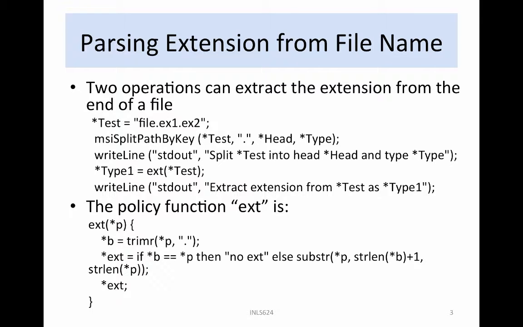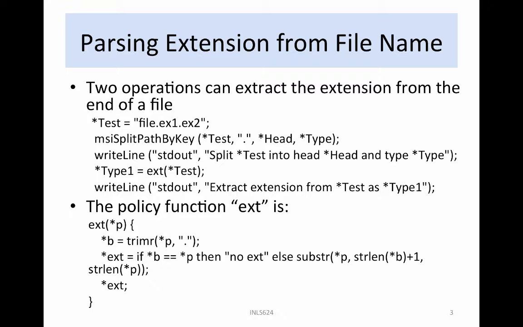There is a microservice that can extract the extension from the end of a file, msiSplitPathByKey(*file, *delimiter, *head, *extension). When msiSplitPathByKey operates, it uses the delimiter to separate the head, *head, from the extension, *extension. There is also a policy function that will extract the extension directly, called ext.